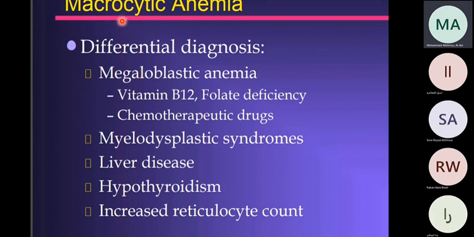Now we come to macrocytic anemia. What do we mean by macrocytic? When the size of the RBC is large, the MCV is more than 100 femtoliters. Megaloblastic anemia, we find it in B12 or folic acid deficiency, chemotherapeutic drugs, myelodysplastic syndrome, liver disease, hypothyroidism, or an increase in the reticulocyte count. Reticulocytes are larger than RBCs. So if there is reticulocytosis, then the MCV will be increased.